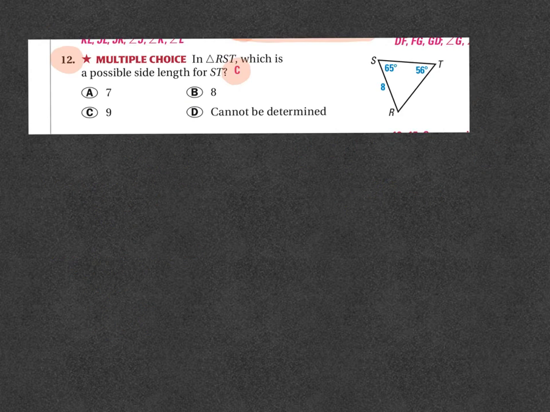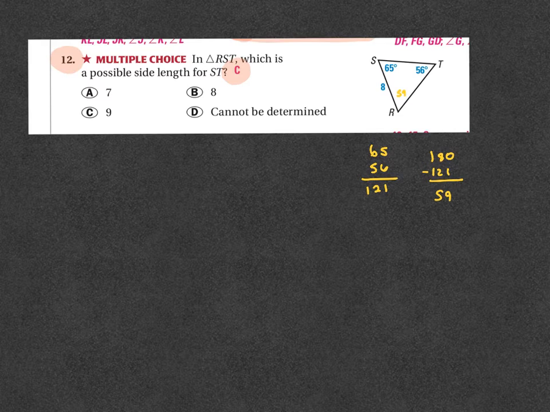Okay. And 12 said in triangle RST, which is a possible side length for ST. So I know that the first thing I would do is find that missing angle, 65 plus 56, 121, subtract that from 180, and I get 59. So when I'm looking at ST, 59 is in between these two, which means it has to be bigger than 8. That rules out this one, and this one, and it gives you 9.